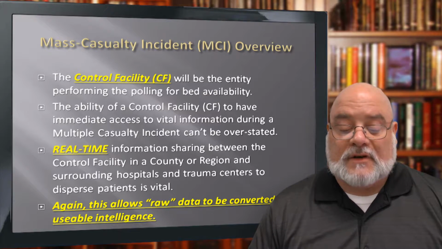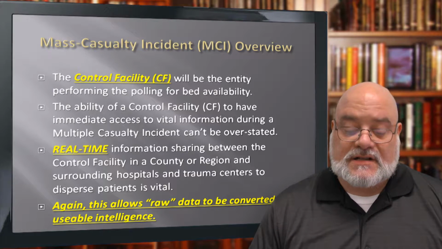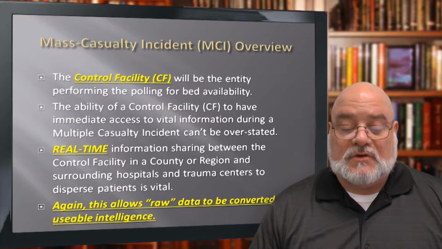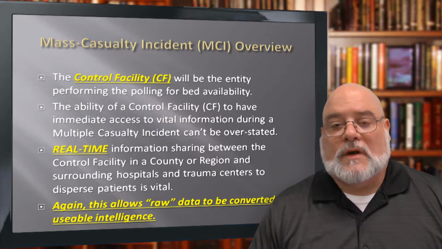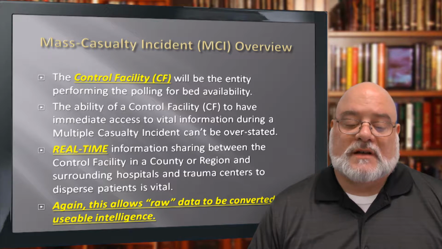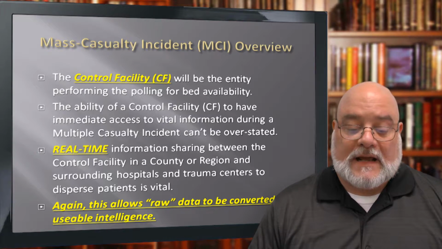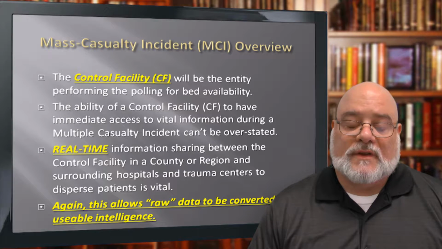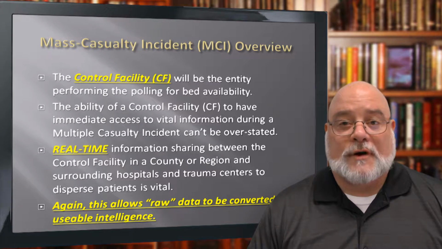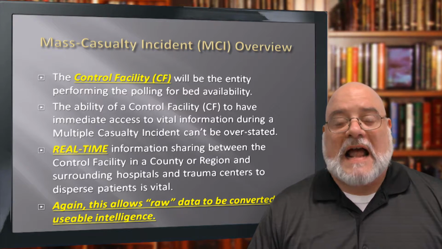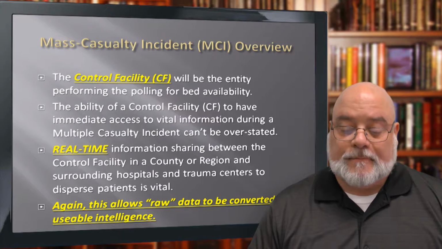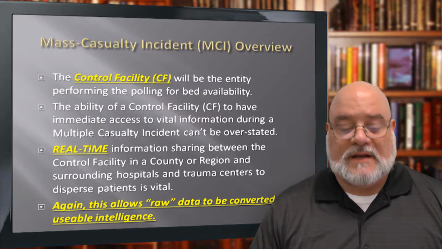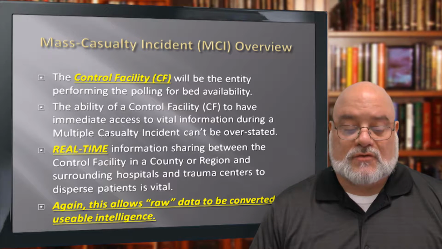So the ability of a control facility to have immediate access to vital information during a multiple casualty event can't be overstated. For example, when the Orland bus crash took place, HAVBED polls went out, and so we knew within our region and in Region 4, which is adjoining Region 3, how many beds and what type of beds were immediately available. This was real-time information shared between the control facility in a county or region.